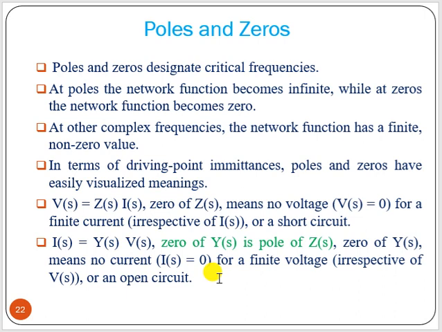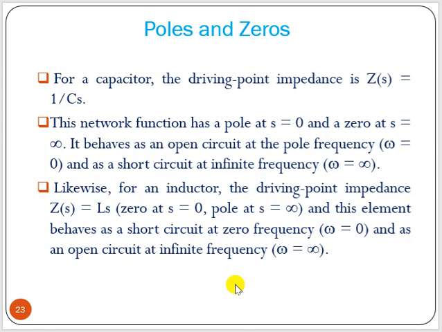From that we can conclude that zeros provide a short circuit of the function, and poles provide an open circuit of the function. So zeros will give us the current response because it is a short circuit, and poles, as it is an open circuit, give us the voltage response. Now say for example, for a capacitor, the driving point impedance is Zs equal to 1 by Cs. In this network, it has a pole at s equal to 0, 1 by Cs, pole at s equal to 0.